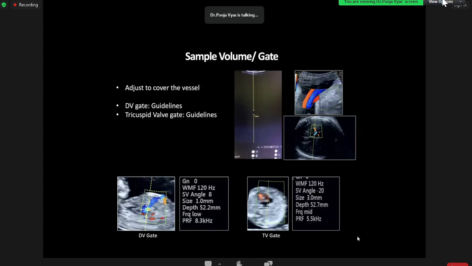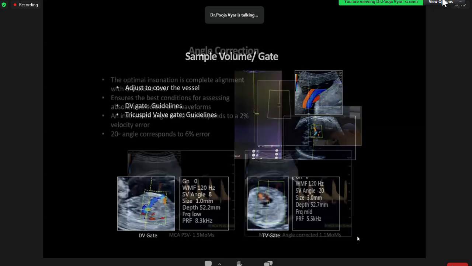Now moving on to sample volume or gate, and we have to adjust that to cover the blood vessel. We can change the sample gate size depending on what blood vessel we want to take. For example, in DV, we use a very narrow sample gate, whereas in tricuspid valve, we use a larger sample gate size. Okay, as seen over here.